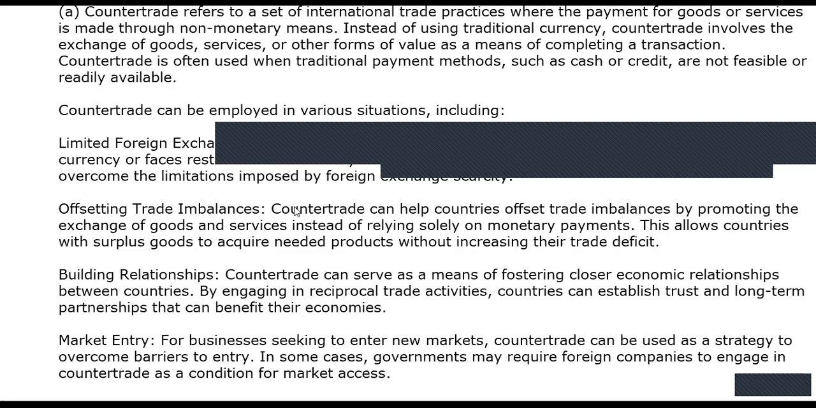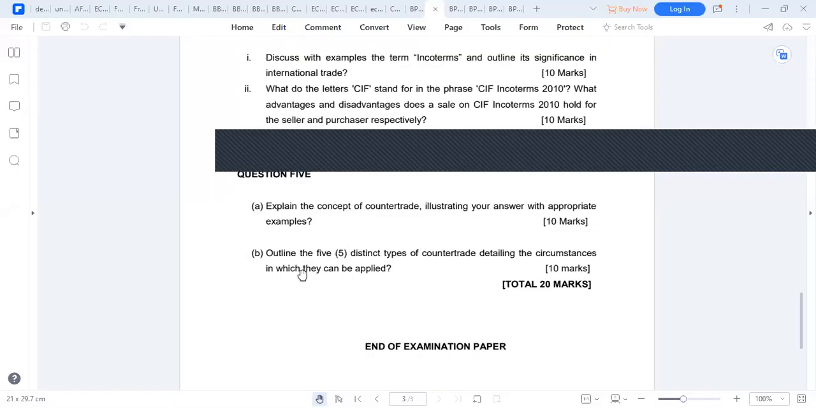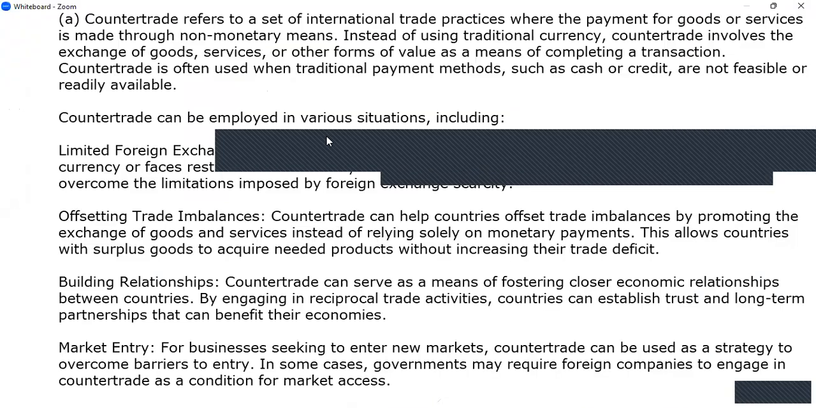So next question was asking us to outline 5 distinct types of counter trade, detailing the circumstances in which they can be applied. All right. So here is how the second part of the question could and was answered. So it was a long part of the question, but I'll just summarize it in my way possible.